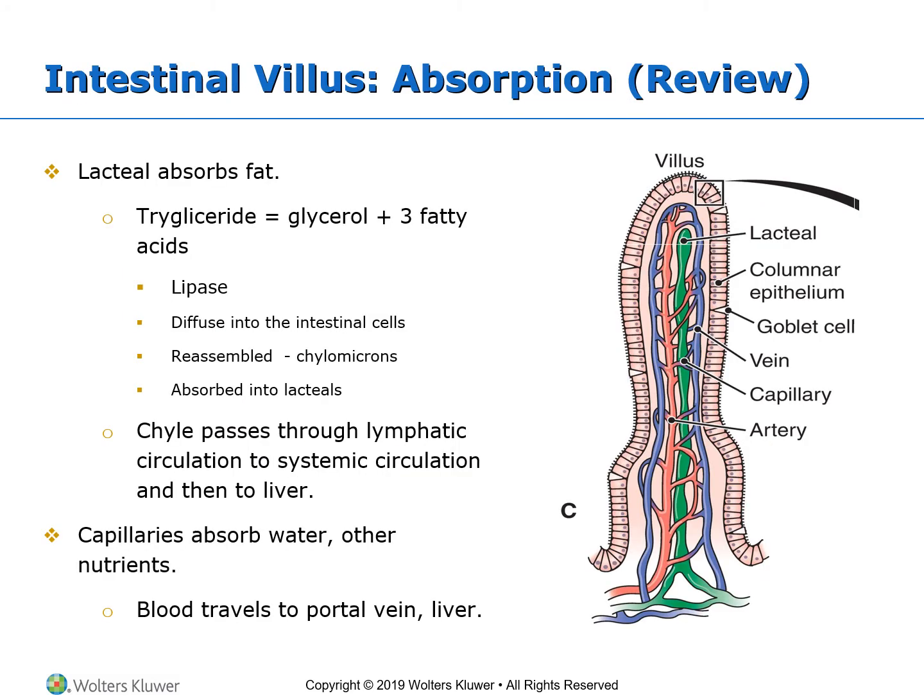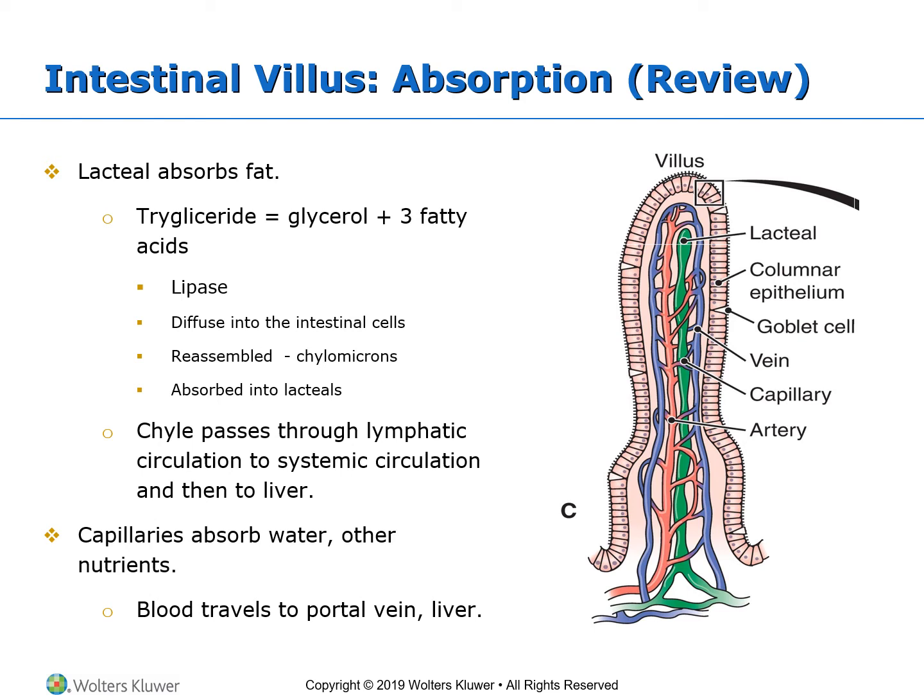We'll discuss now the absorption of fats. So a small amount of fat digestion may start in the mouth and may continue a little bit in the stomach. However, we are talking now about the main part of the digestion of fats that happens at the level of the small intestine.